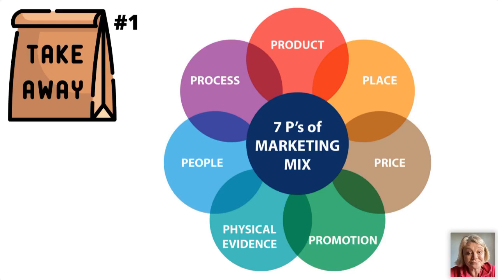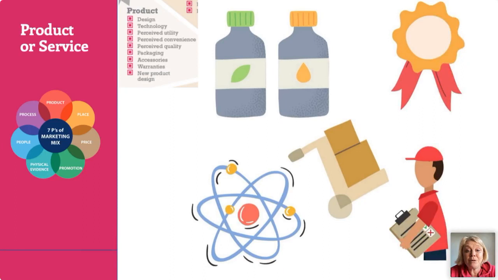Takeaway number 1. These are the 7 P's of marketing. So what we're going to go through today is what they all are, what they mean, how you can use them in your business. So I'm going to start with product or service. Just before I launch into this, I don't know whether perhaps some of you may have heard of the 4 P's of marketing.